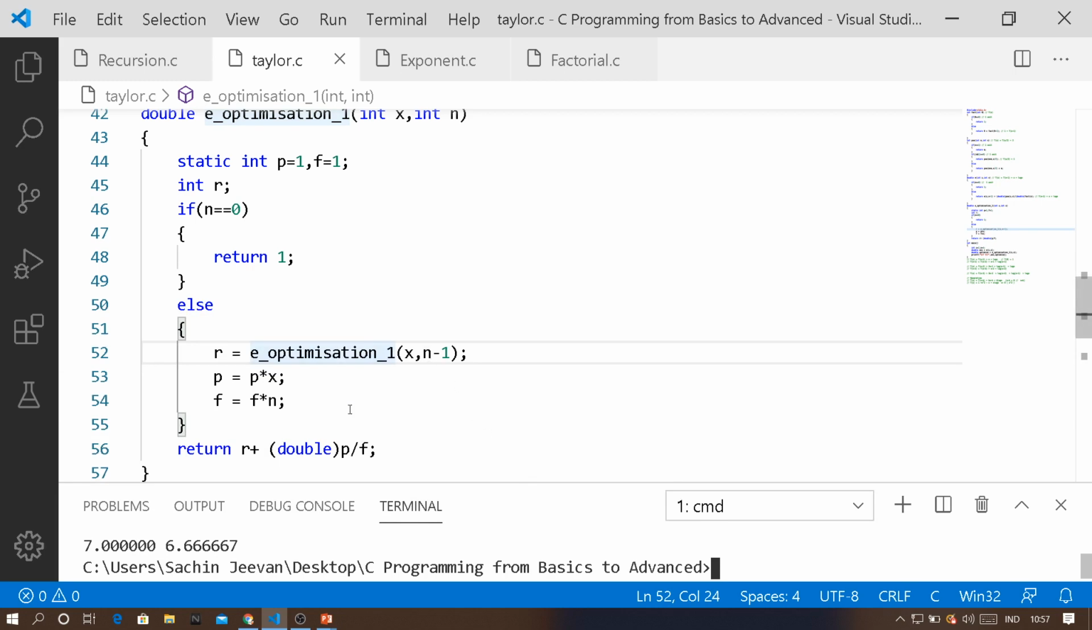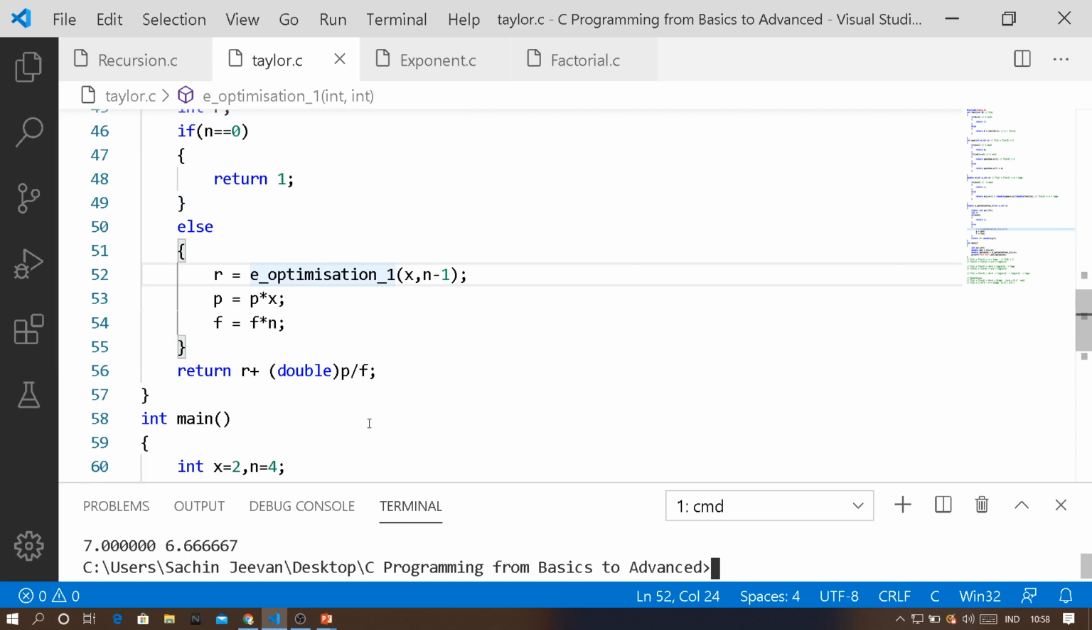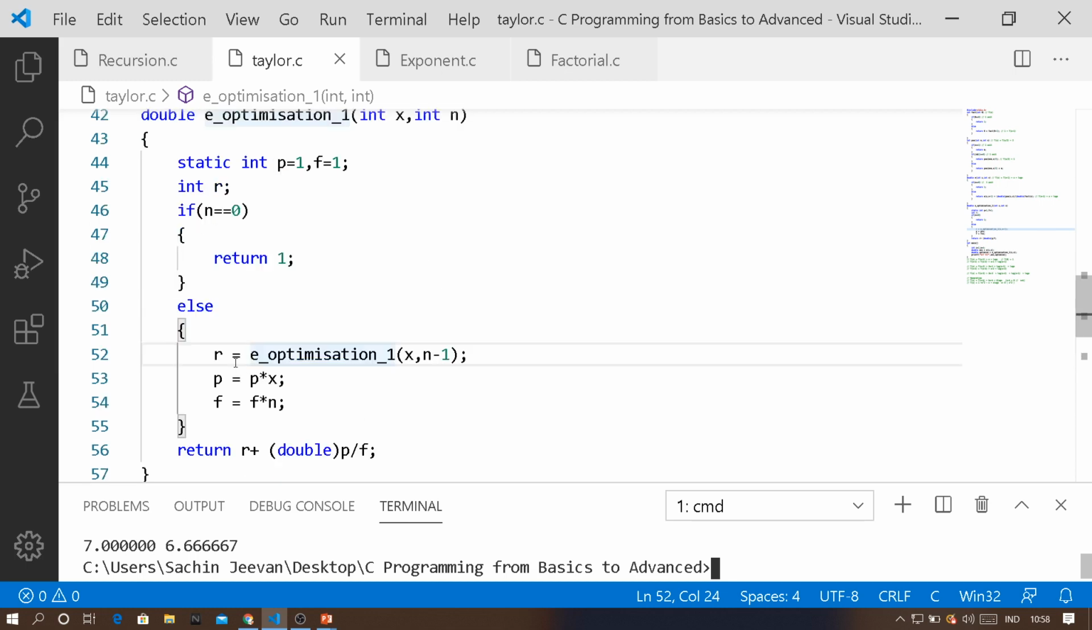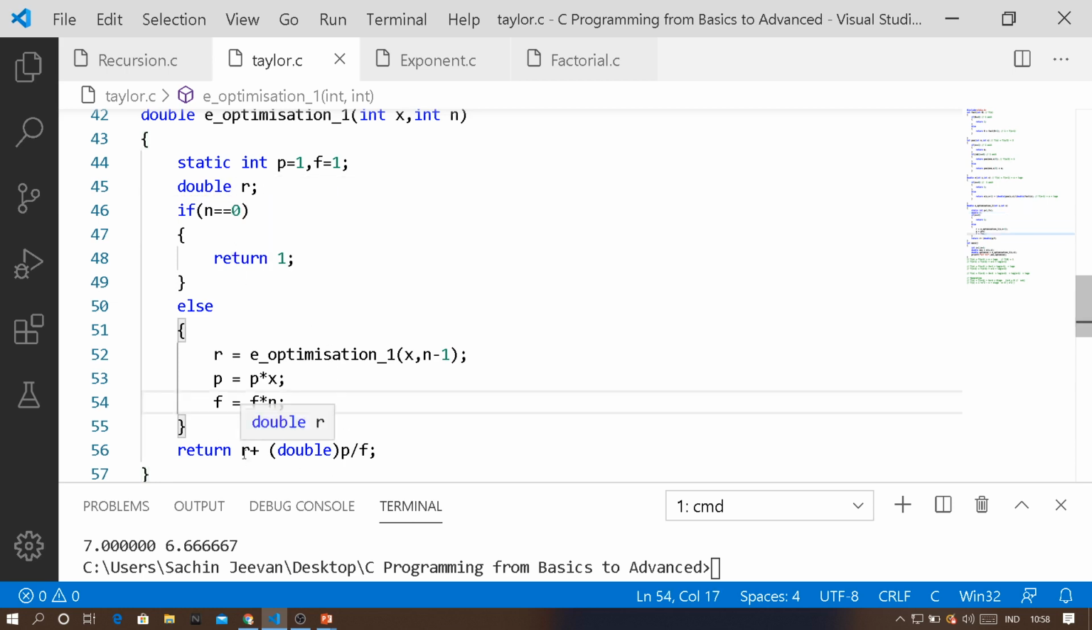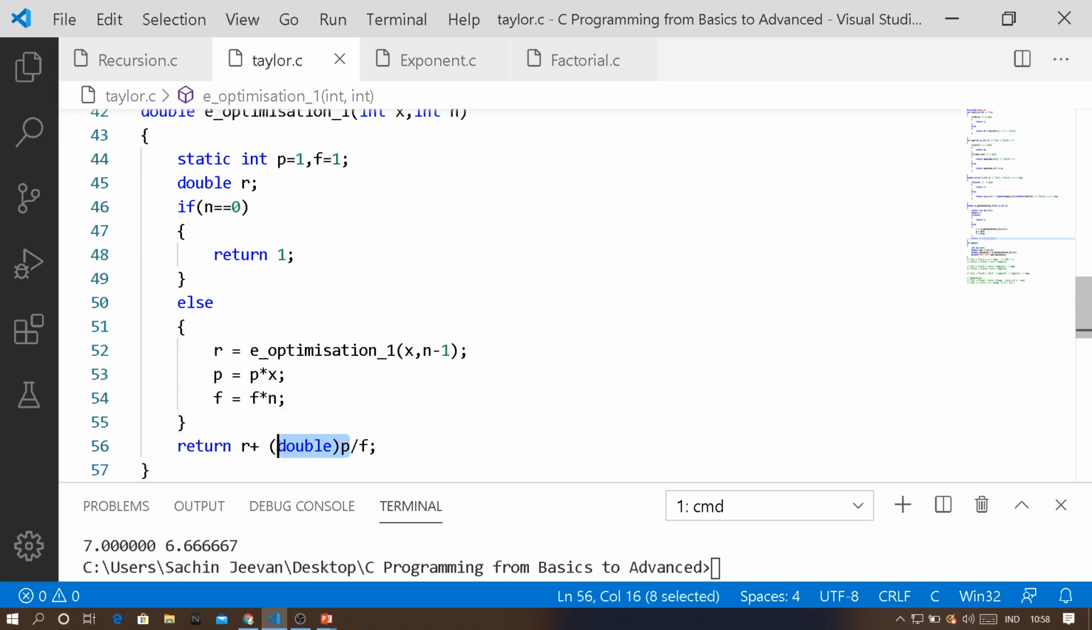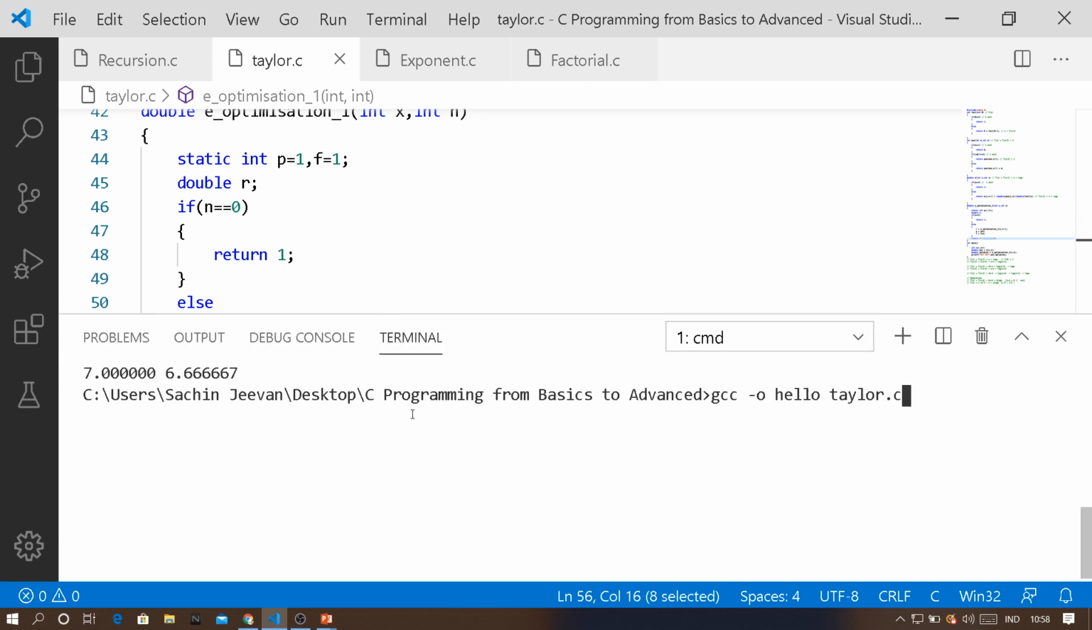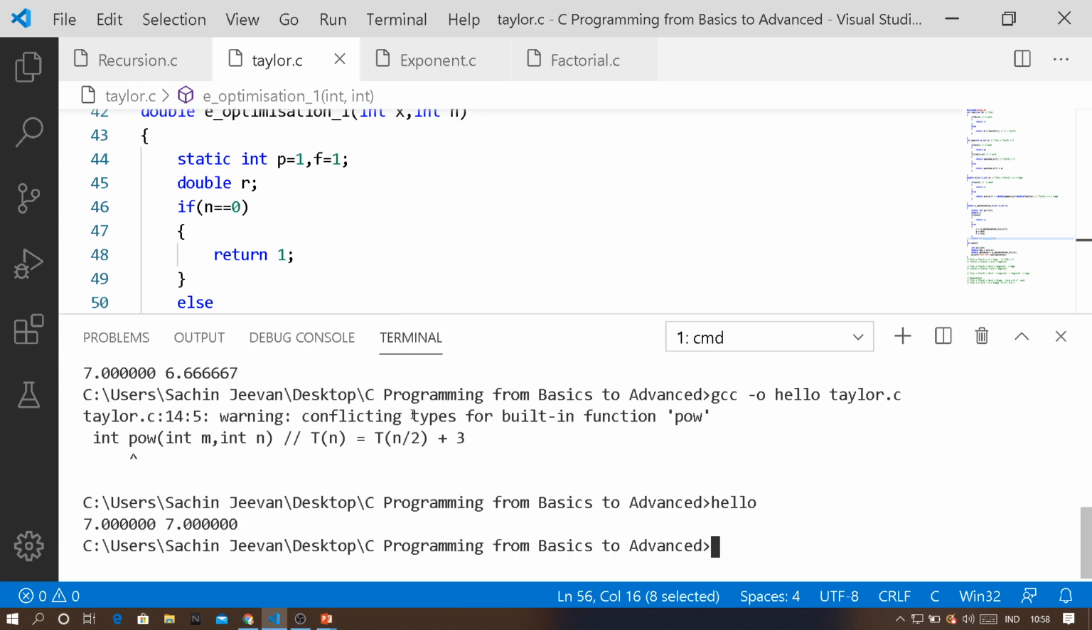Is there anything else? Is there anywhere we left it? I think R we are taking as an integer. R is the value we finally add together, right? So let us take it as a double as well. So R is also double. Between P and F, we have converted P into double and now we are making the calculation. So now everything has to be in the same place.